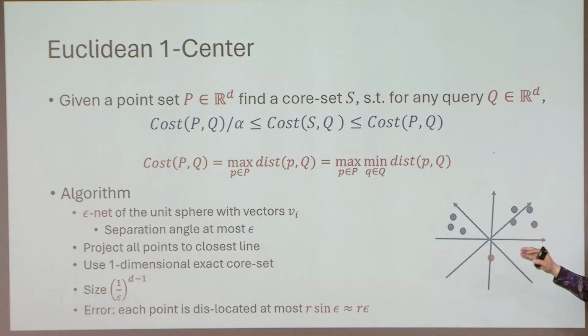Now, what you can do is put an epsilon net on all possible directions. And for all the points we have, you can just project them onto the closest direction. Then for each of these directions, we use our one-dimensional algorithm to keep a coreset. So the size of this coreset is 1 over epsilon to the d minus 1, and each point is dislocated by at most r times epsilon, so it gives a 1 plus epsilon approximation. This is again for the one center case in the Euclidean setting.